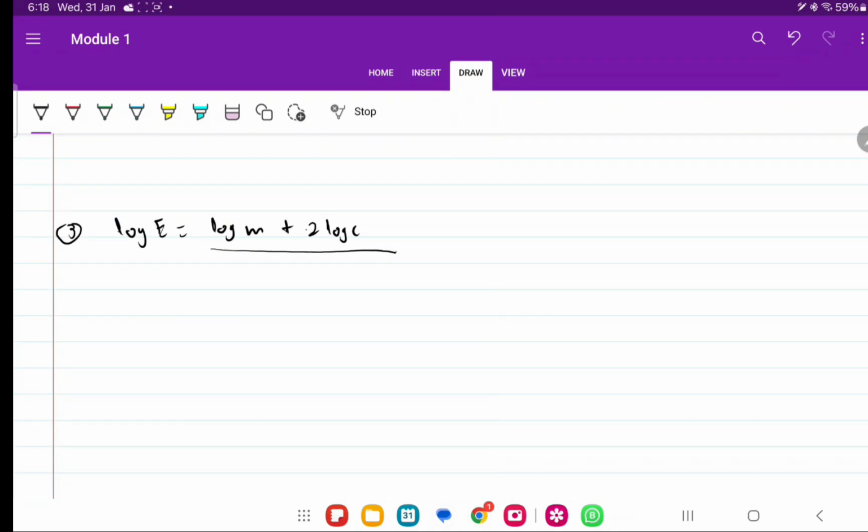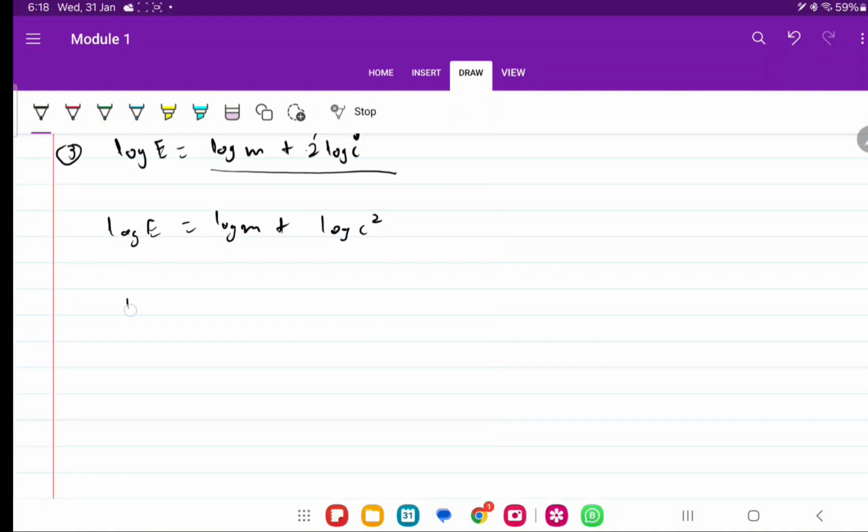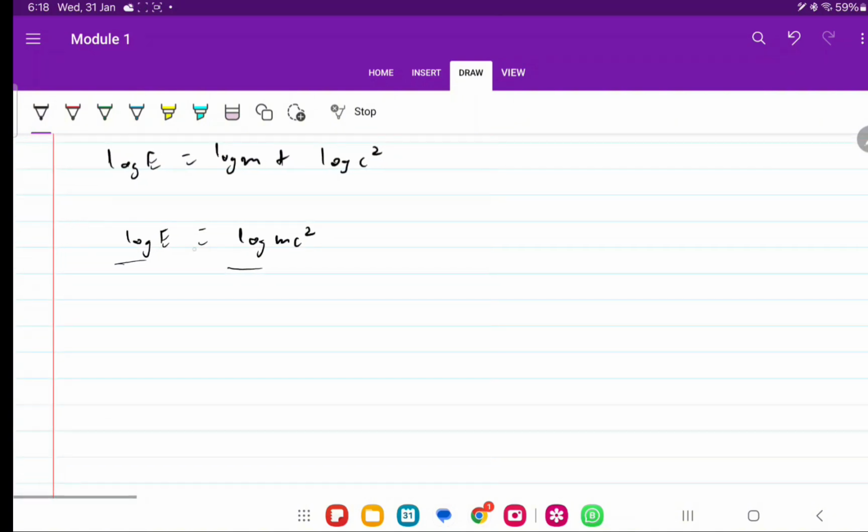Again, I want my right-hand side to be a single log. But first, I'm going to apply my power law in reverse to get rid of this 2 in front here, bring it into the argument. So I'm going to have log of m plus the log of c squared, right? That's what the log of e is going to be equal to. Now the log of e is therefore equal to, using my product law in reverse, the log of mc squared. Again, bases are the same, so therefore the arguments must be equal. So E is going to be equal to mc squared. This should be another familiar formula.